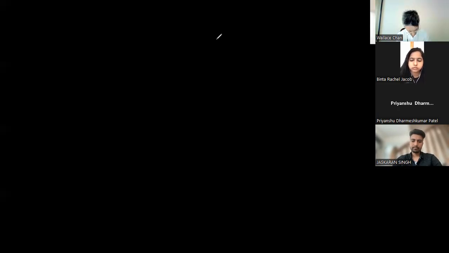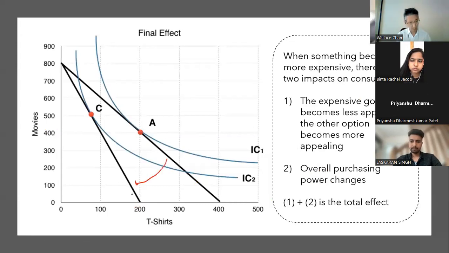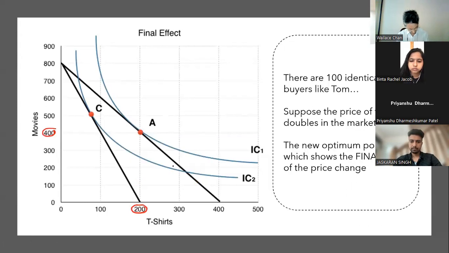So in this slide, initially consumers were at point A. The price of t-shirt went up, and the budget line, as you can see, pivoted inwards, and now there's a new consumption bundle which people are choosing, right? This was your original choice, and now this is the new bundle. It can be one consumer or everyone together. It doesn't matter because we're assuming all consumers are identical.